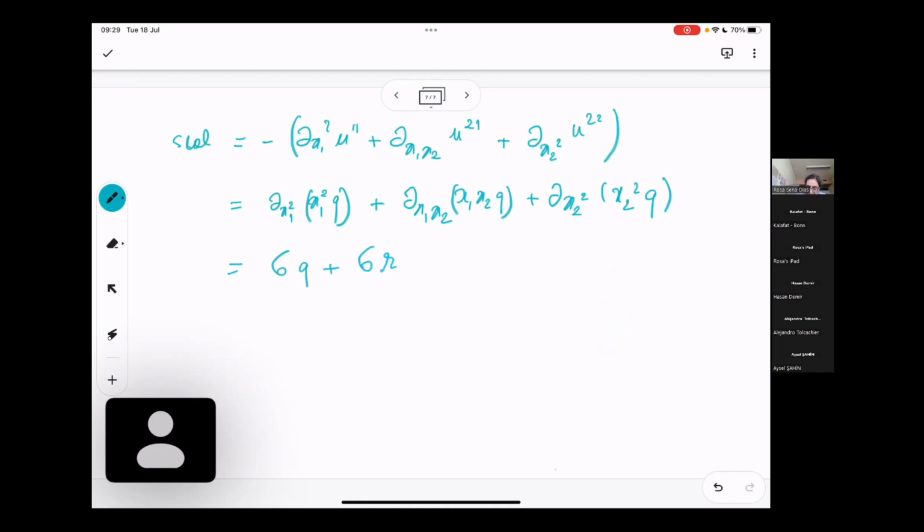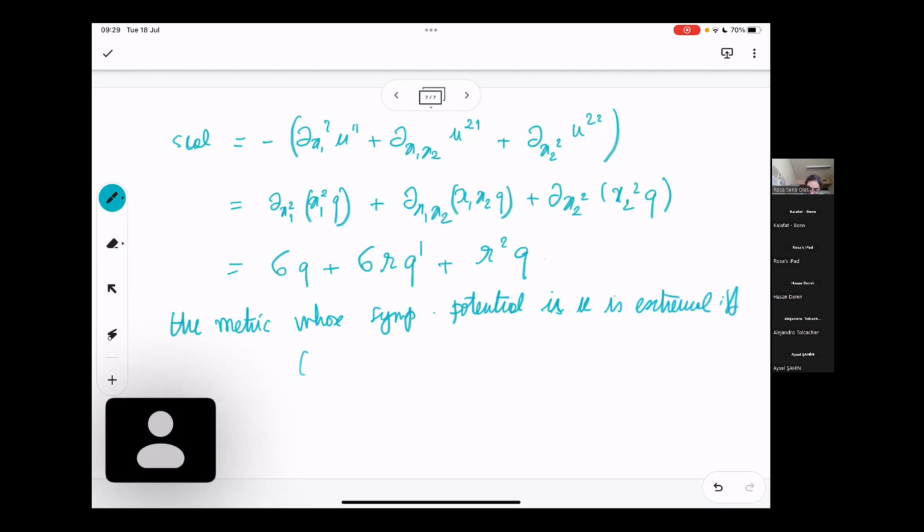What happens here is this. The upshot is that the metric whose symplectic potential is U is extremal if and only if this quantity is affine in R. So it is like this, and this is an ODE. It's no longer a PDE, it's an ODE. And what's more, it's actually a pretty simple ODE. If you want to have fun solving it, if you get bored, the right substitution is Q over R cubed.